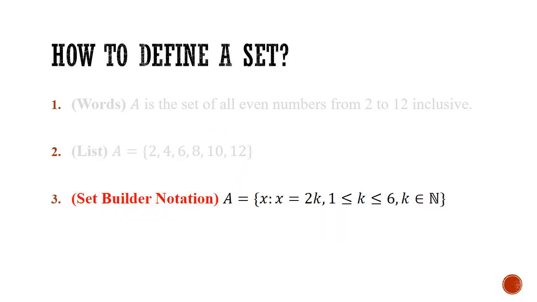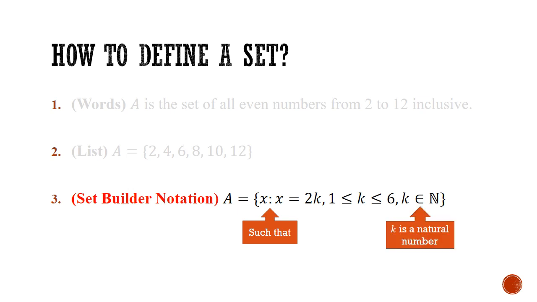Lastly, we can use set builder notation, which is succinct and clear. In this given example, set A is a group of elements x, such that x equals 2k, k lies between 1 and 6 inclusive, and k is a natural number.